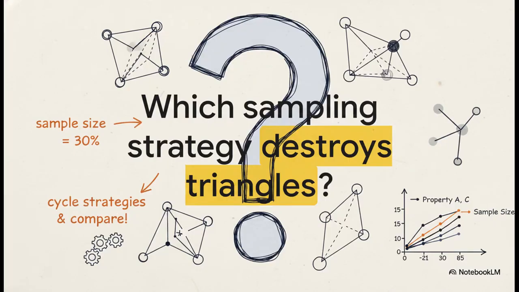So as you move through the interactive learning checks in the tool, you'll be asked to set the sample size to 30%, cycle through the different strategies, and compare the fallout. For instance, you're going to have to answer this: which sampling strategy disproportionately destroys triangles? And there is absolutely no way I'm giving you the answer right now. You're going to have to figure that out for yourself by watching the network rebuild on your screen and really thinking through the probability of capturing connected edges.